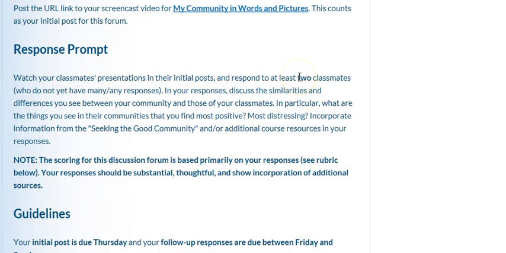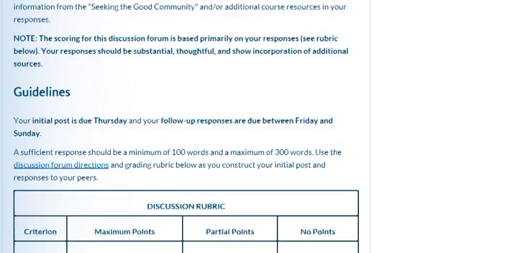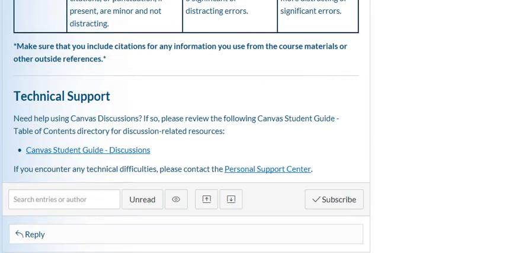And actually this says to respond to 2 of your classmates. So this is one of the discussion posts that requires you to respond to 2 classmates and not just 1. So what do you find positive in your classmates' communities? What do you find distressing? And you want to incorporate information from the Seeking Good community and or other resources when you do your response. So this is your first discussion post and the rubric.